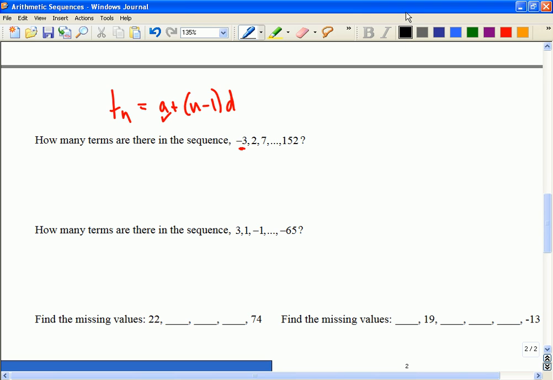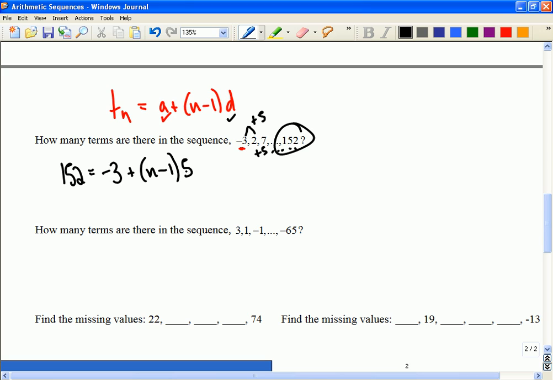I hear some people murmuring it. Yeah, the common difference. So right there, we can figure that out. How did I get from -3 to 2? What had to happen? +5, +5, on and on and on. So I've got those. What else do I have? I actually have the number. I don't know what term it is, but I have the number. So I know the answer, 152, is going to be -3 plus n minus 1 times 5.